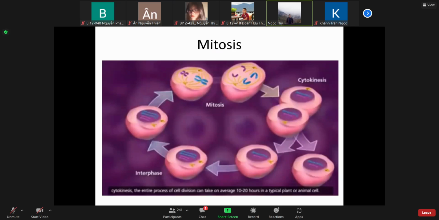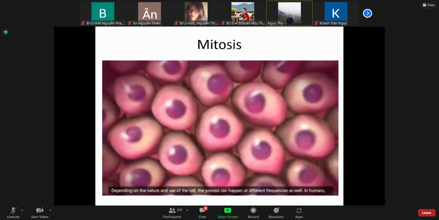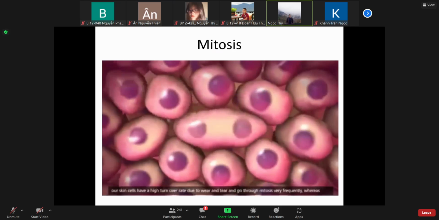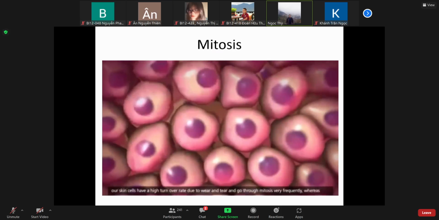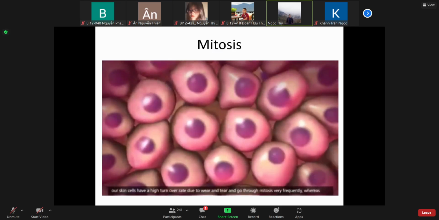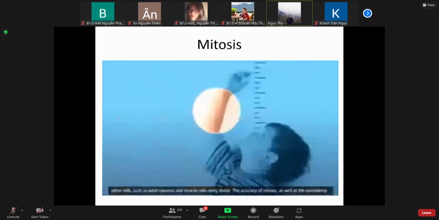typical plant or animal cell. Depending on the nature and use of the cell, the process can happen at different frequencies as well. In humans, our skin cells have a high turnover rate due to wear and tear and go through mitosis very frequently, whereas other cells, such as adult neurons and muscle cells, rarely divide.